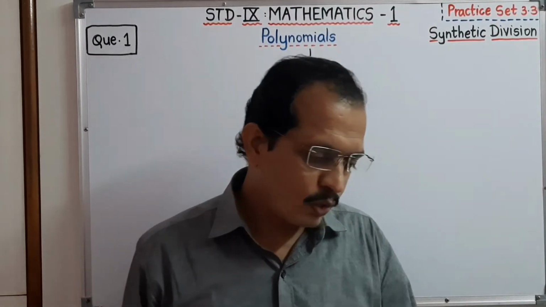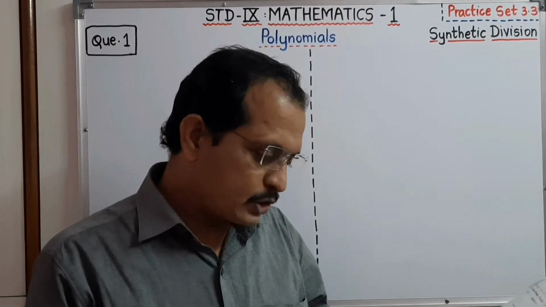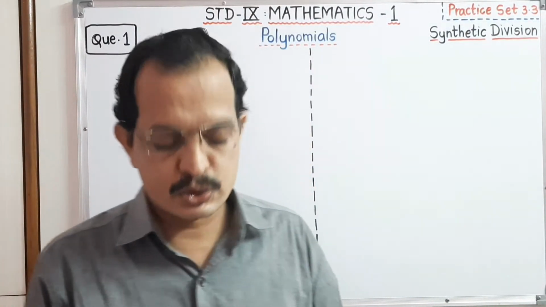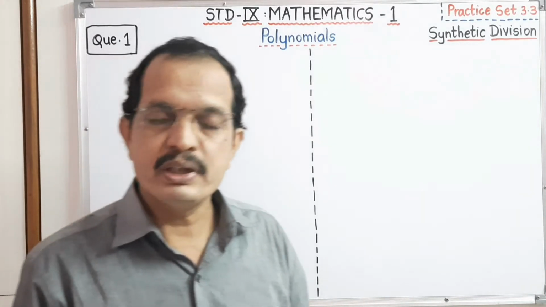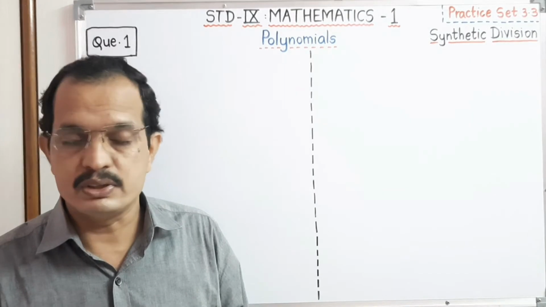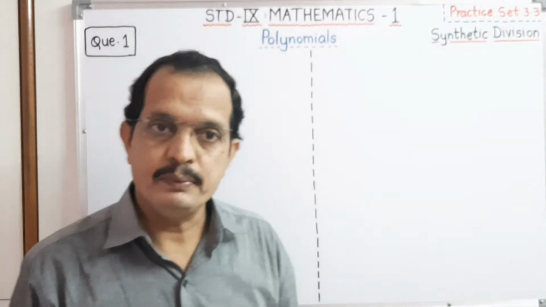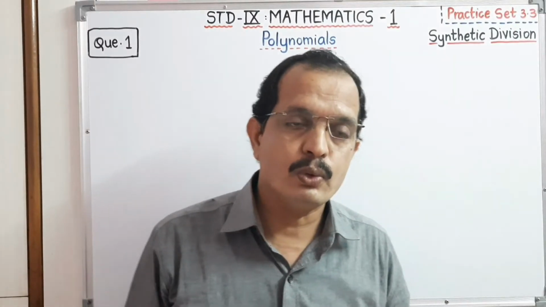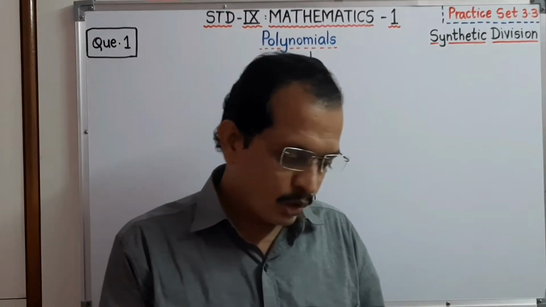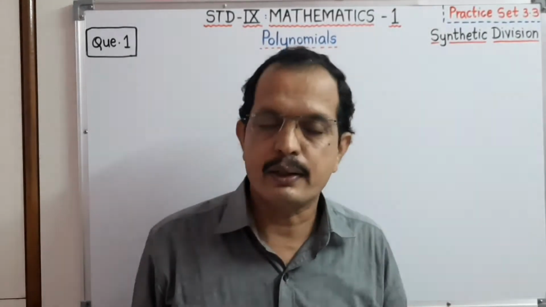Divide each of the following polynomials by synthetic division method and also by linear division method. Write the quotient and the remainder. Dear student, see, there are two methods. First one is synthetic division and second one is linear division. Now this year linear division is omitted, therefore we have to see only the synthetic division. Therefore, divide each of the following polynomials by synthetic division method and write the quotient and the remainder.